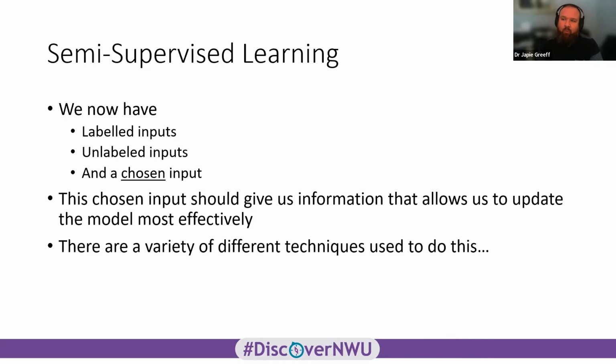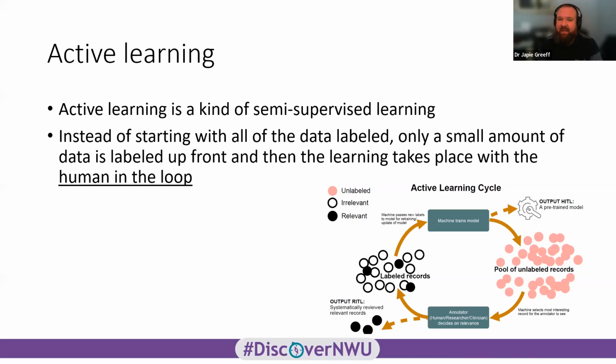So as we've said, active learning is a kind of semi-supervised learning. But here, what we're going to do is start with some of the data being labeled. So a small amount of the data that we have is going to be labeled up front. And then the actual learning that takes place in the model is going to take place with the human in the loop. Okay, so what do we mean by that?